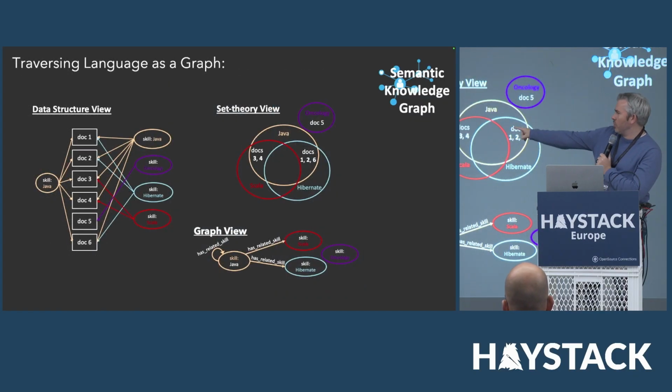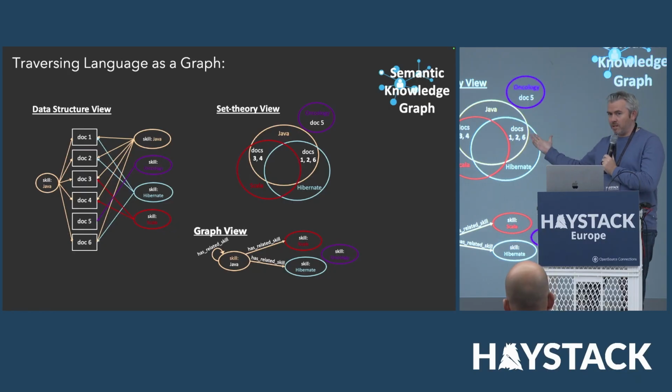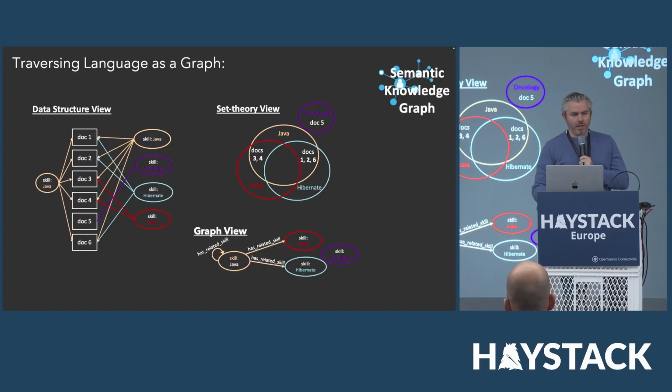Over here on the left, this shows you an example. I've got a field called skill. I'm searching for the skill of Java. I find a set of documents. From those documents, I traverse or do faceting or analytics to find other terms. This is a set theory view. This is a graph view. I'm traversing a graph that is my inverted index. It is my language model.